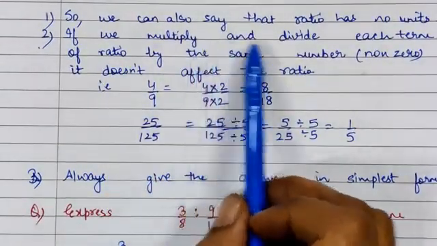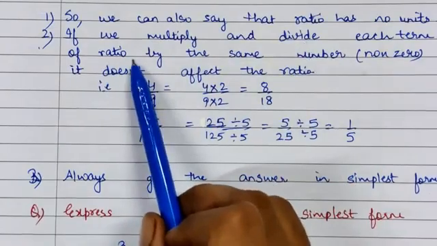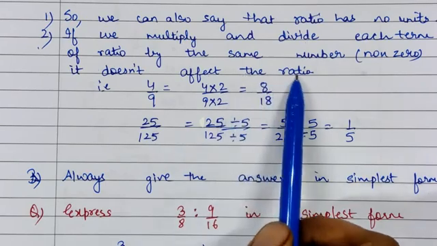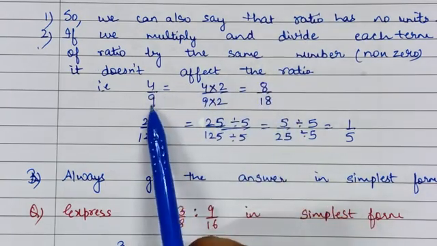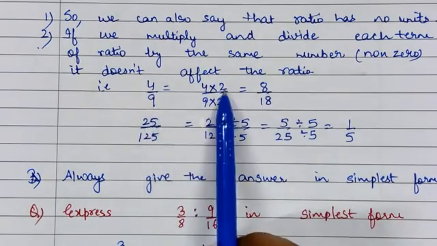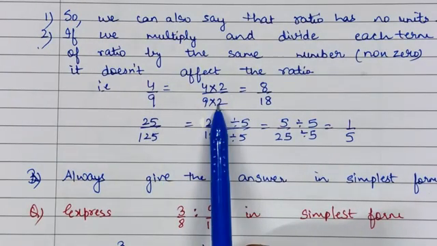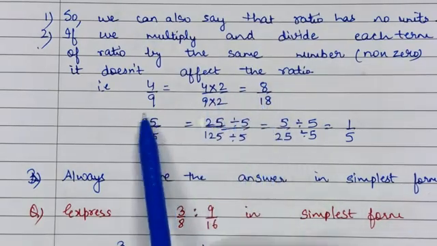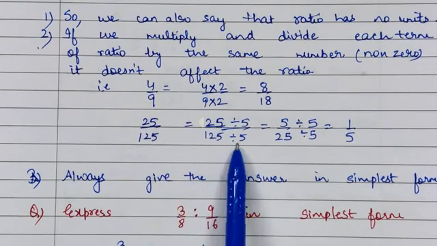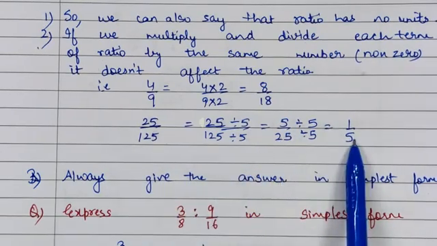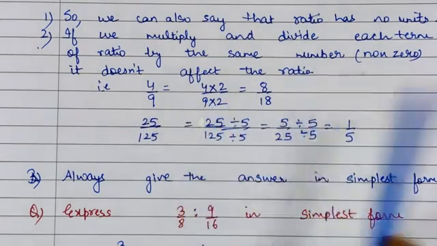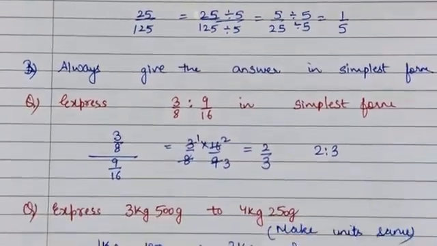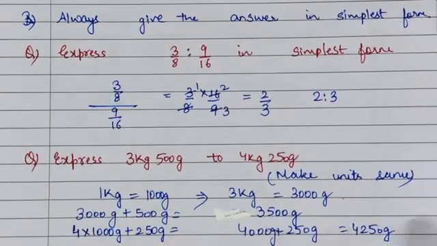And if we multiply or divide each term of a ratio by the same number, it does not affect the ratio. For example, 4 upon 9, if you multiply it by 2 in the numerator and the denominator, you will get 8 upon 18. So if you divide by the same number, there will be no change. It does not affect the ratio. Third one is, always give the answer in simplest form.